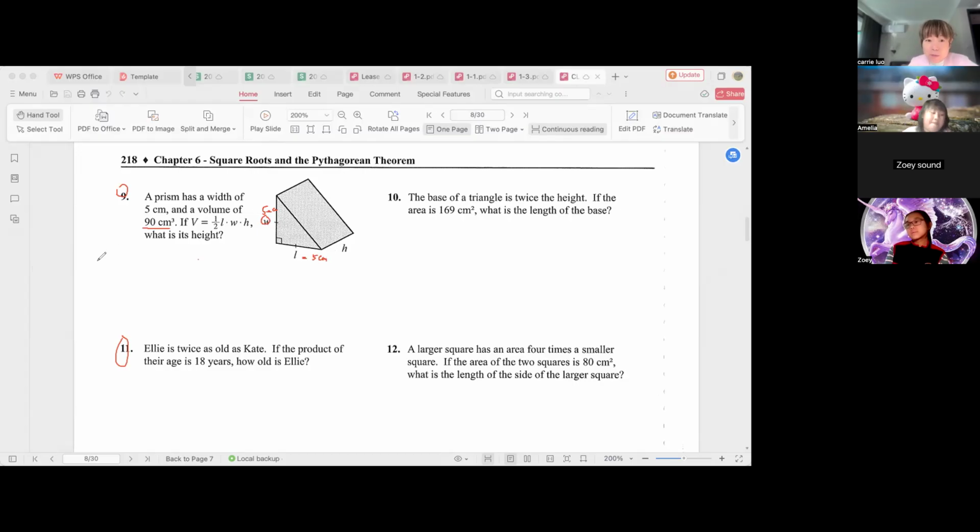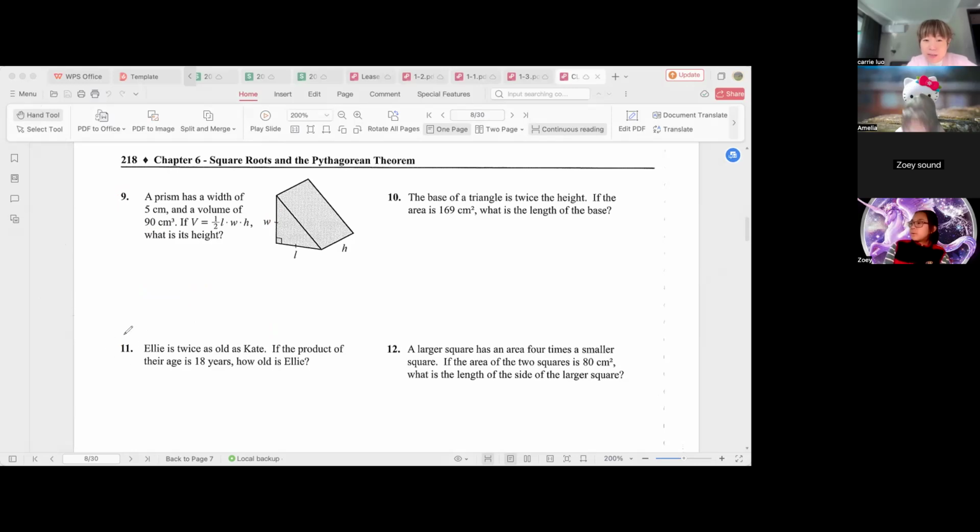So for this question, the volume of the prism equals half times 5 times 5 times height, which is 90. So 25 times height equals 180. So height equals 180 over 25. This one's pretty easy, right? Okay, so let's take a look at number 11.